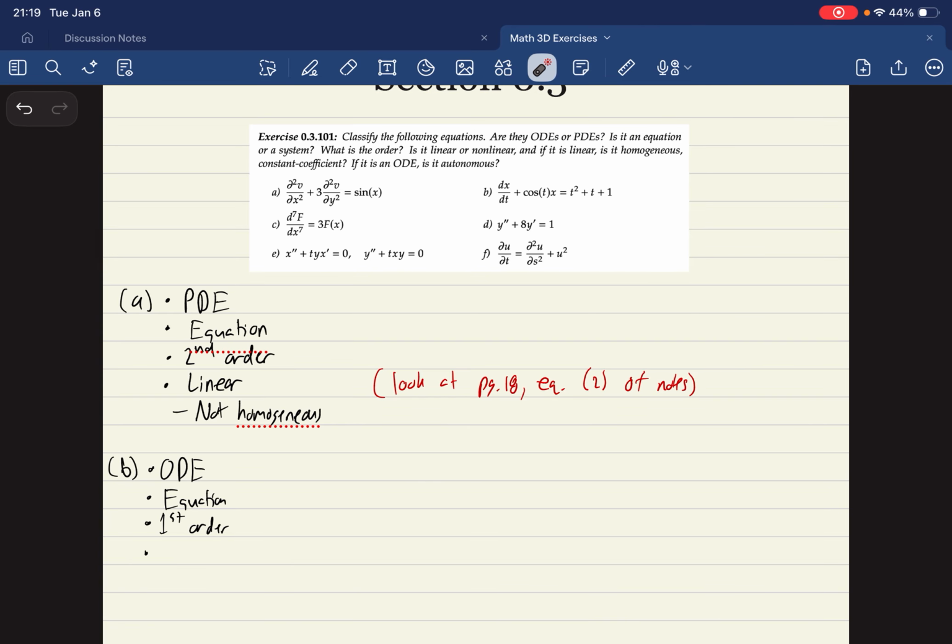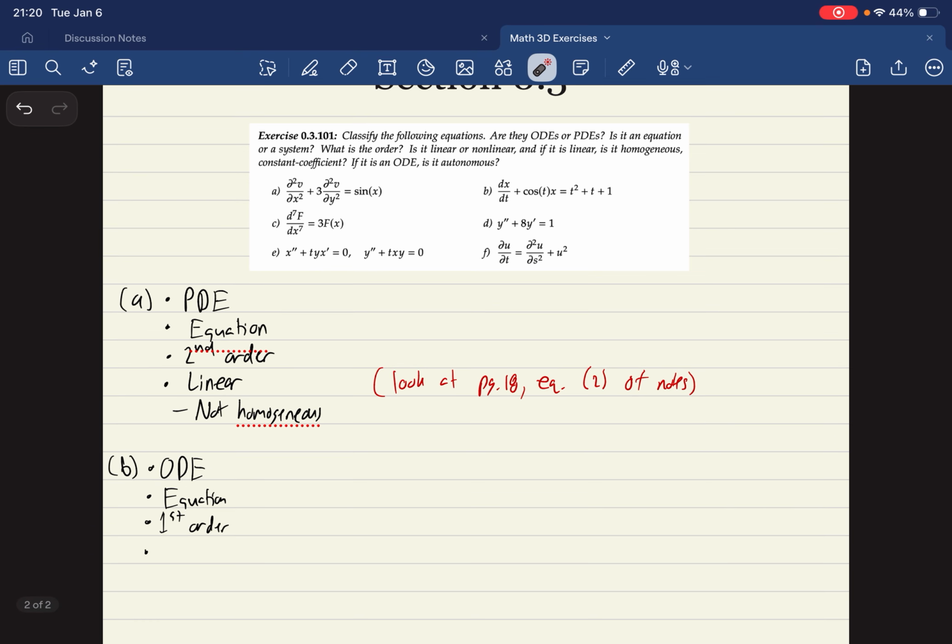Is it linear or nonlinear? Well, here, let's take a look at the terms one by one. Here we have a derivative, and we're not multiplying it by anything, but if you want, you can think of it being multiplied by the constant function 1. For the term x, we're multiplying it by something that doesn't depend on x. It only depends on the independent variable t. And so this counts for a linear equation.